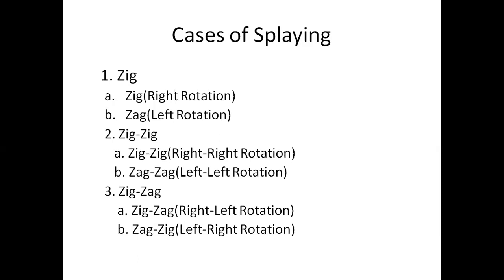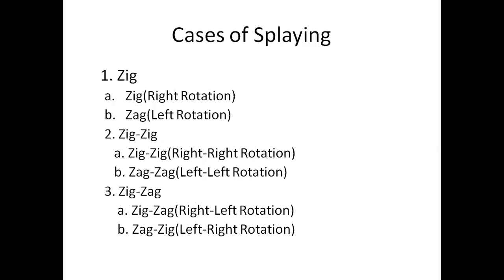That is zig rotation. Second case is zag rotation. Third case is zig-zag rotation. Here zig means right rotation, zag means left rotation. If we refer to different documents, in some documents zig refers to left rotation and zag to right rotation, or vice versa. Here we consider zig for right rotation and zag for left rotation.